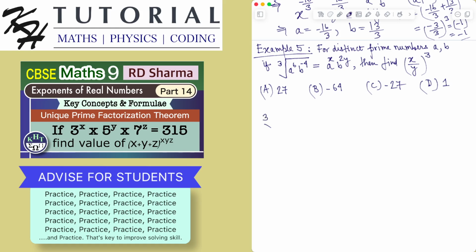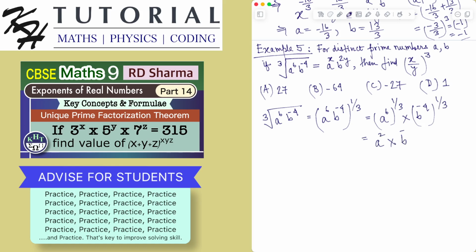So cube root of a to the power 6 multiplied by b to the power minus 4 is equal to a to the power 6 multiplied by b to the power minus 4, this whole raised to the power 1 by 3. This is equal to a to the power 6 whole raised to the power 1 by 3 multiplied by b to the power minus 4, this whole raised to the power 1 by 3. This is equal to a square multiplied by b to the power minus 4 by 3, which is given to be equal to a to the power x and b to the power 2y.